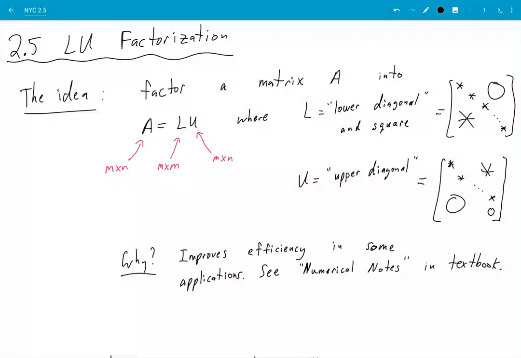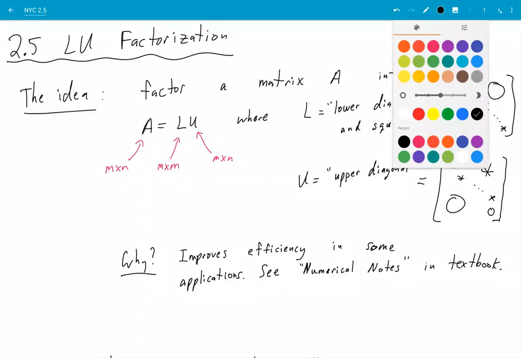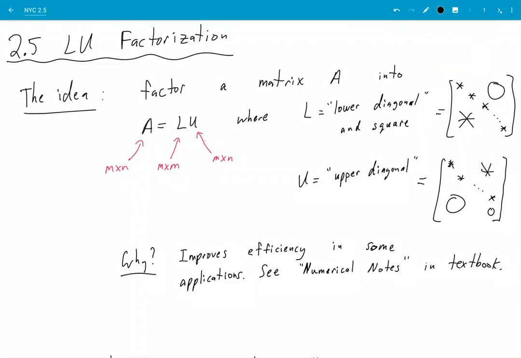Okay, here we go. Factoring. More factoring. So factoring a matrix. So pause and copy all this down. What do I want to say?